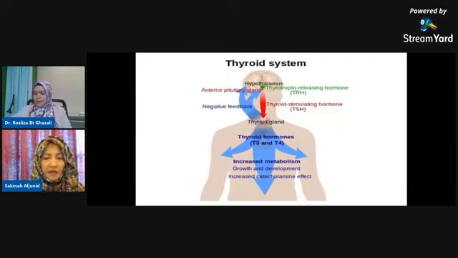Doctor, regarding thyroid disease, there is a term goiter. I hope I'm pronouncing it right. Is it goiter?